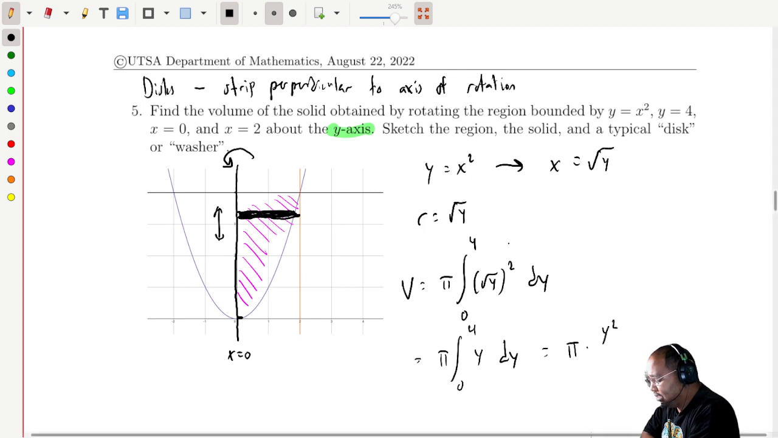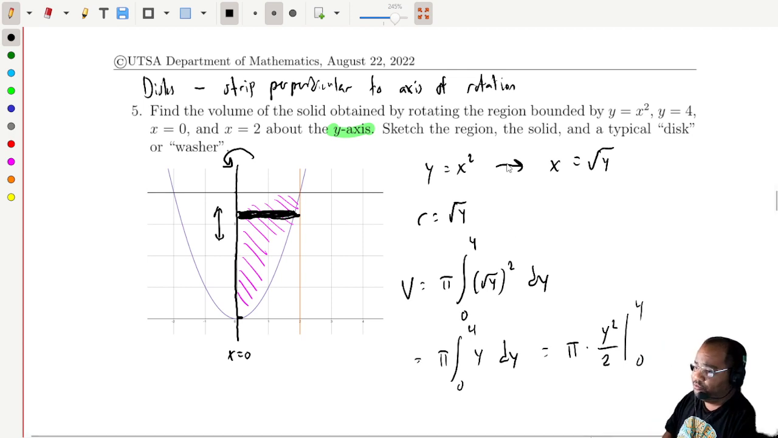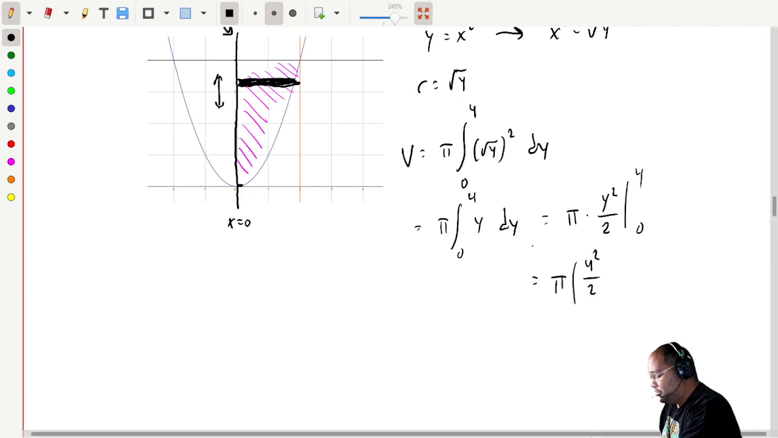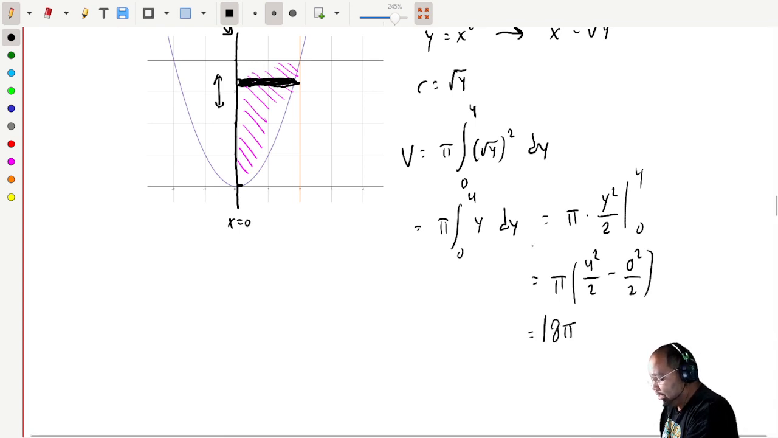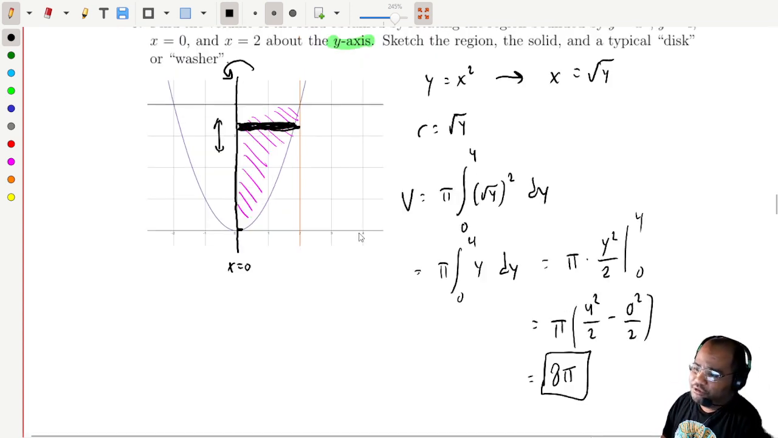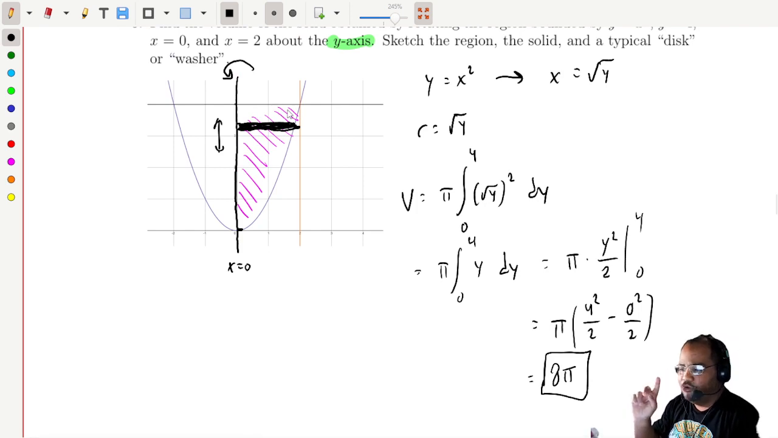So we'll get pi times y squared over 2 as our antiderivative. Evaluate that between 4 and 0. Let's write down what we will plug in: 4 squared over 2 minus 0 squared over 2. Well, 4 squared is 16, over 2, that's 8. 8 pi is our desired volume. A very nice example here. Again, remember that we're rotating around the y-axis. We want to use disks. We want to make sure that our strips, our slices, are perpendicular to the axis of rotation.